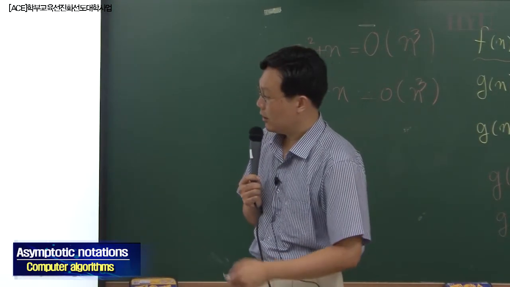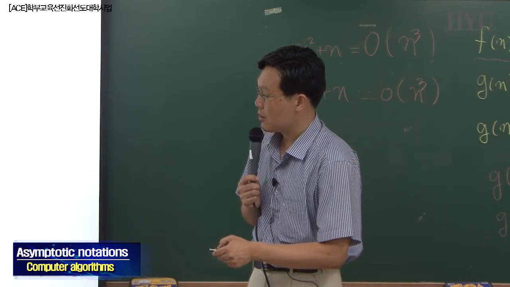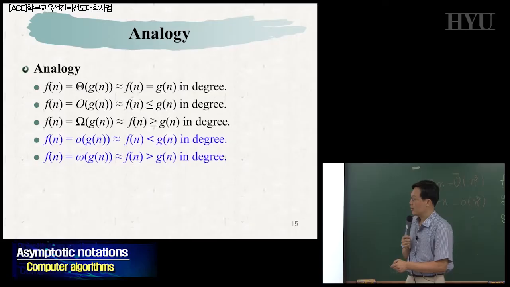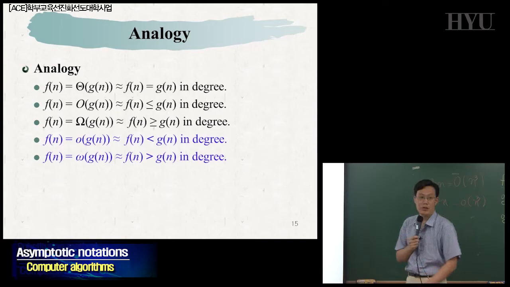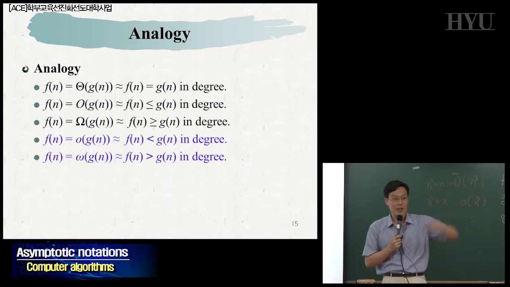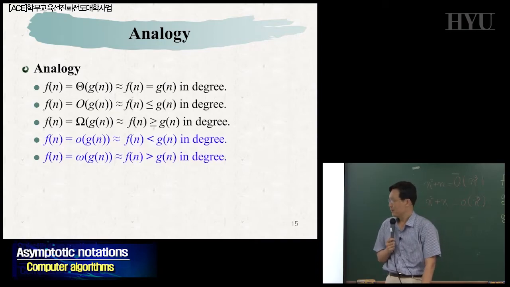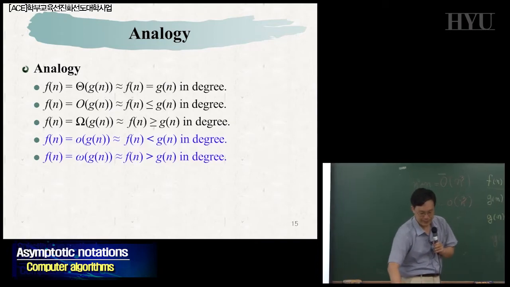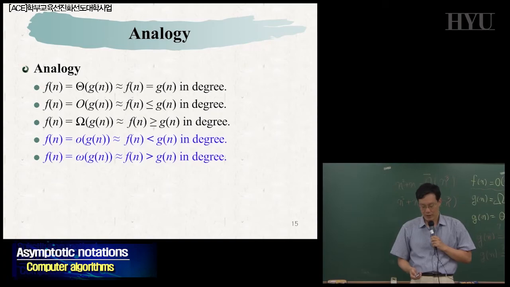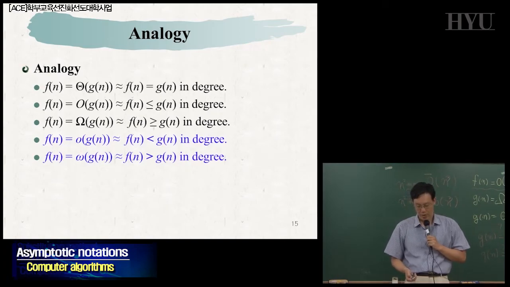And the little omega case is similar. In this case, the degree of g of n should be strictly smaller. And I'll skip details of little o and little omega.